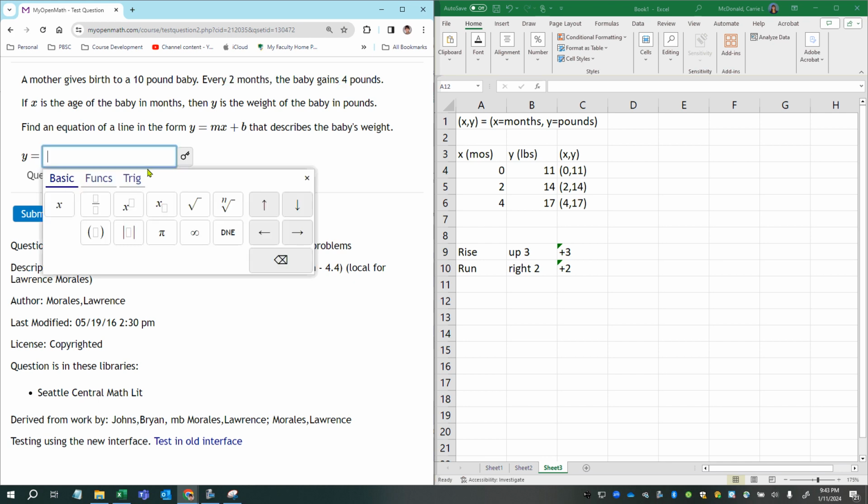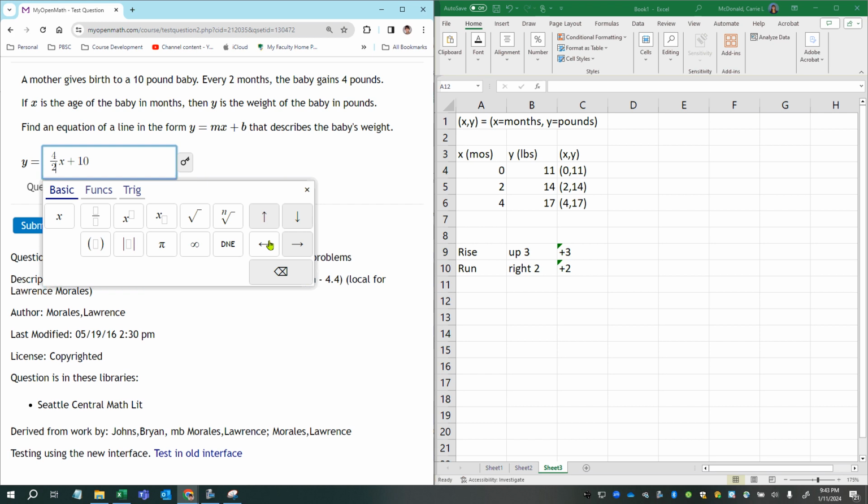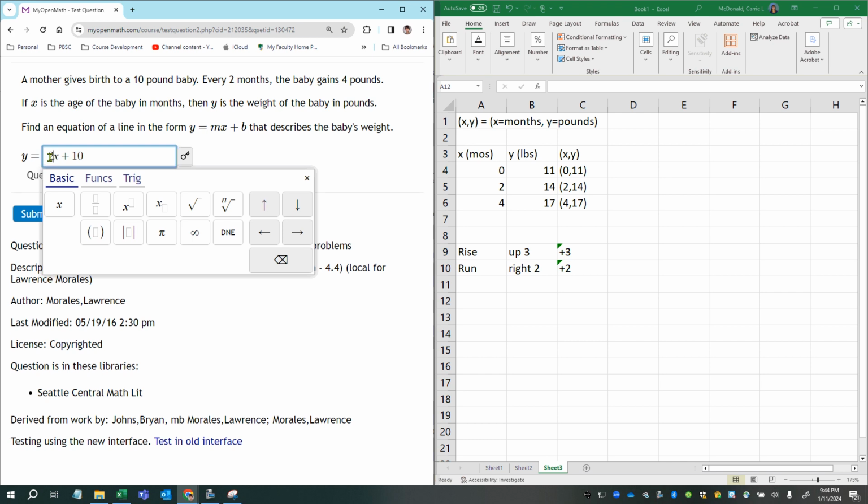So here's our mx plus b. We have 10 pounds at birth, and then a rise of 4 for every 2, right? A rise of 4 for every run of 2 months, 4 pounds for every 2 months. Only 4 divided by 2 is just 2. So I'm going to simplify that down to 2. And then we're good.